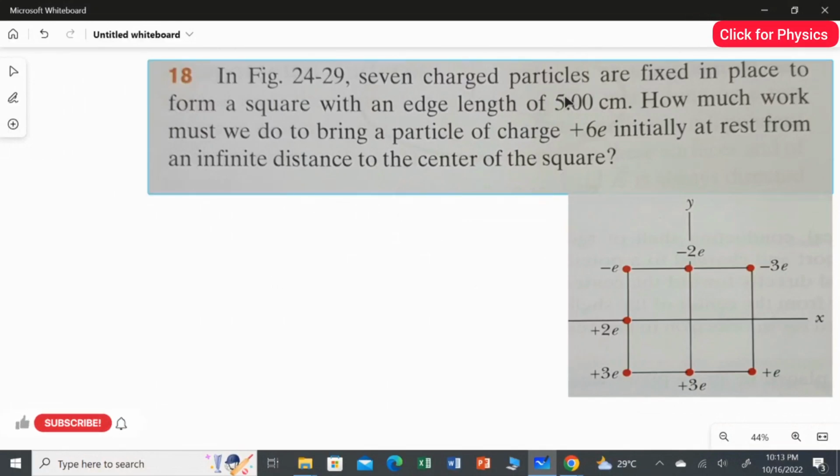In the figure, 7 charged particles are fixed in place to form a square with an edge length of 5 centimeter.